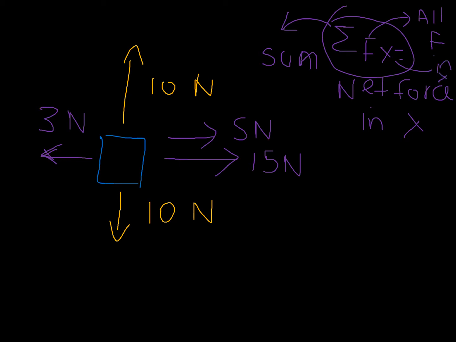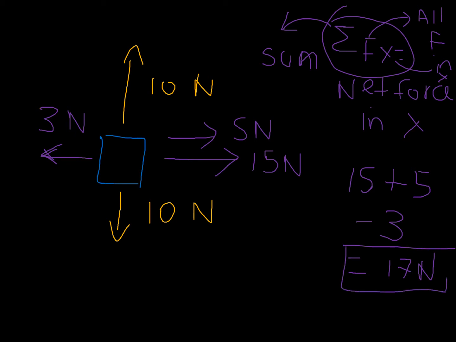So let's do that. In this picture, remember, right is positive, left is negative. You have 15 plus 5 minus, because it's on the other sense of direction, minus 3. And that is equal to 17 newtons. So you have 17 newtons is the net force on X.